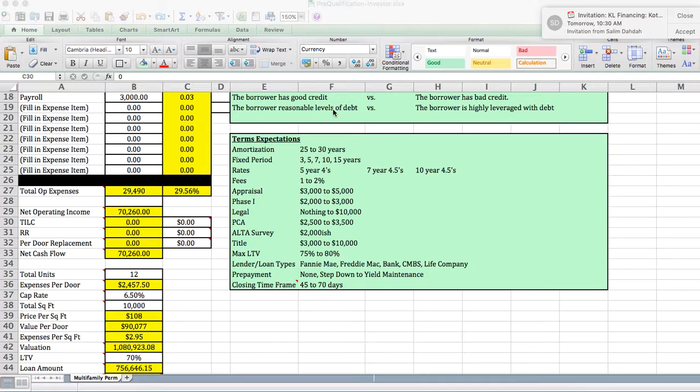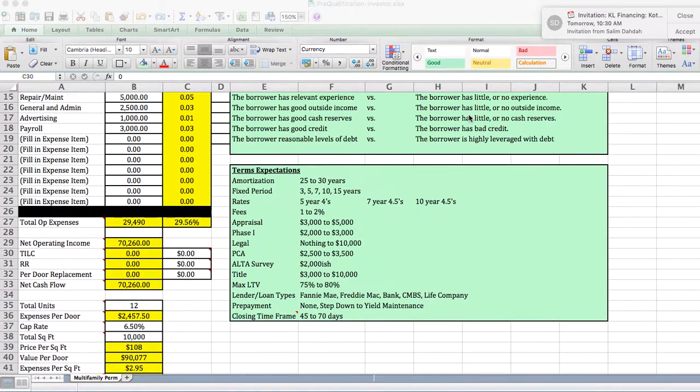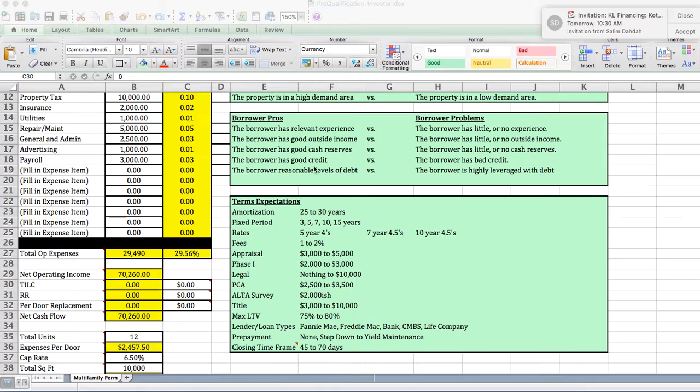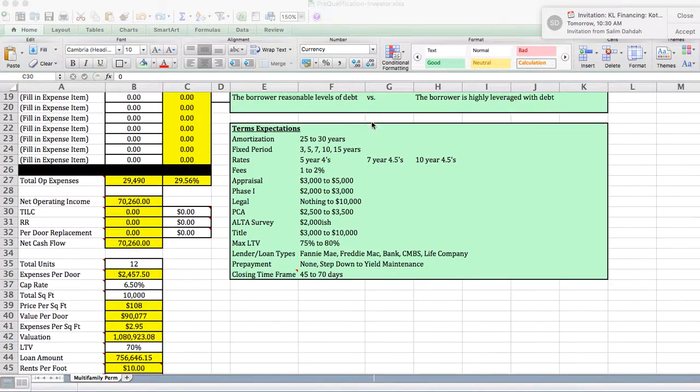The borrower has reasonable levels of debt versus very highly leveraged. Have you borrowed tons on credit cards? Are you maxed to the hilt? They'll definitely size that up. It just gives you an idea of how the lender's going to look at it, and to be aware of it.